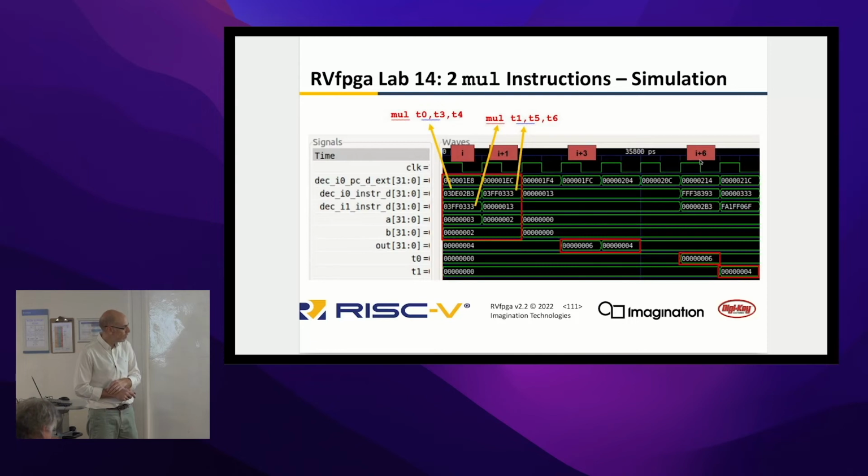So results will be obtained sequentially. Note that we have multiplication of 3 times 2, obtaining 6, and 2 times 2, obtaining 4. And these are written to the register file, again, in 2 consecutive cycles. Okay?